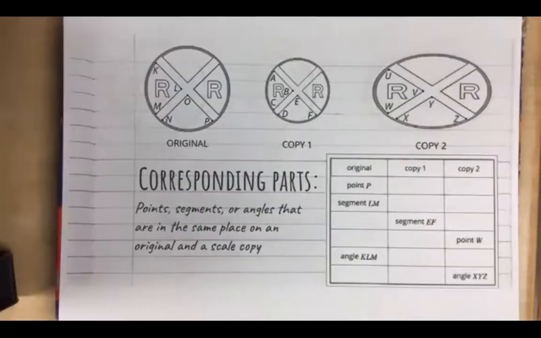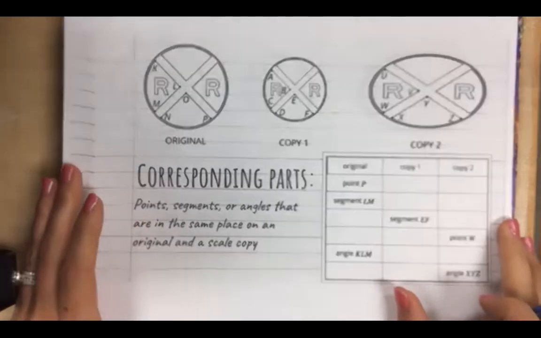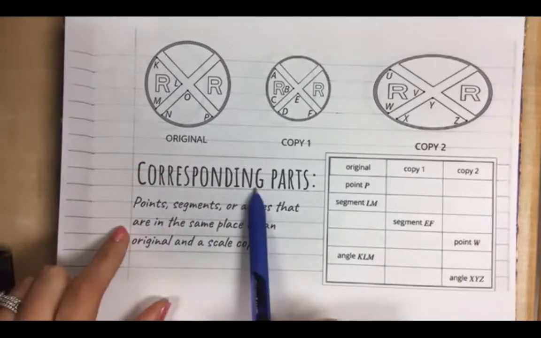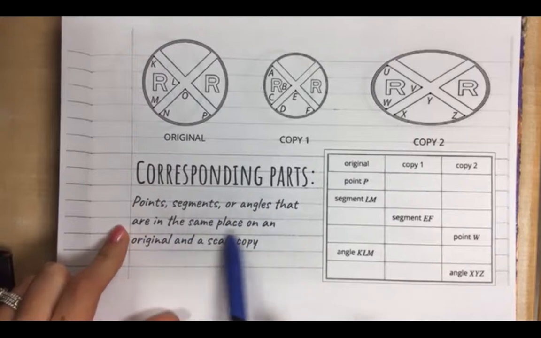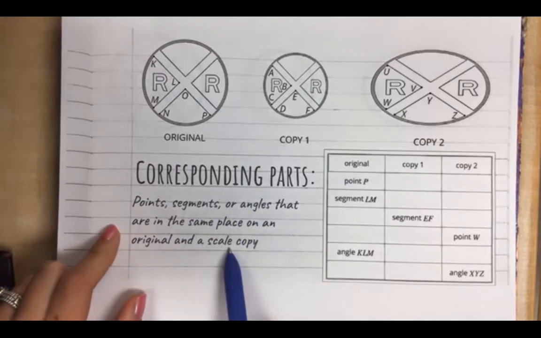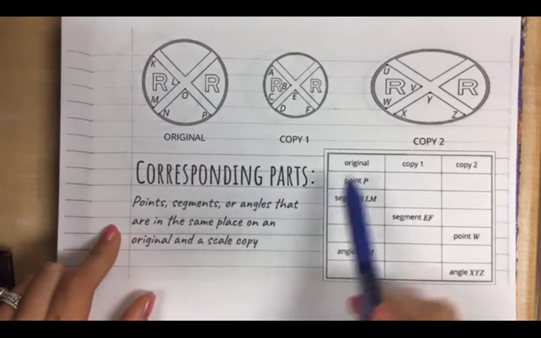Let me show you this page. Maybe I'll stop sharing and share it to you. There we go. All right, so let's talk about corresponding parts. Corresponding parts are points, segments, or angles that are in the same place on the original and on a scaled copy. So let's look at the original.